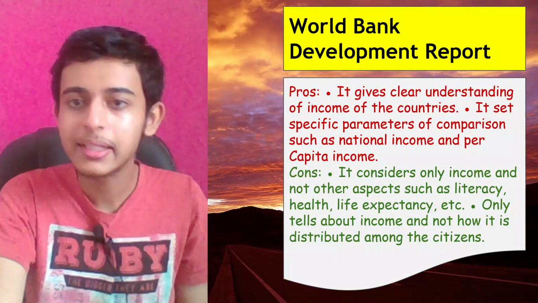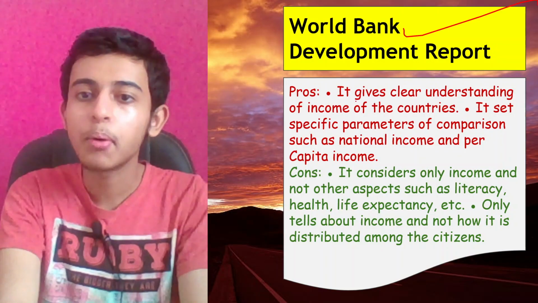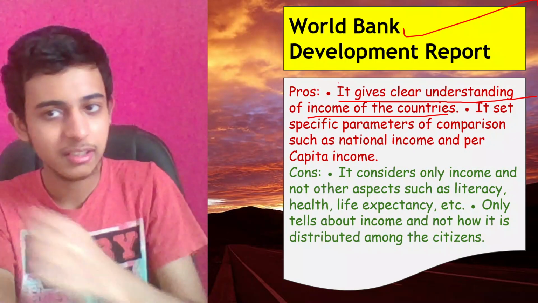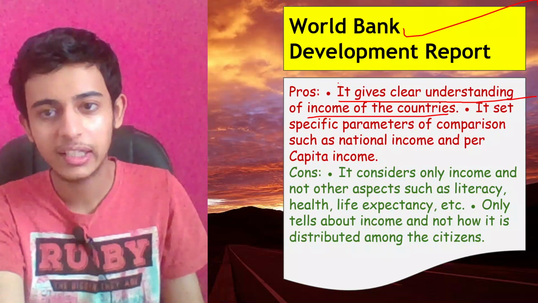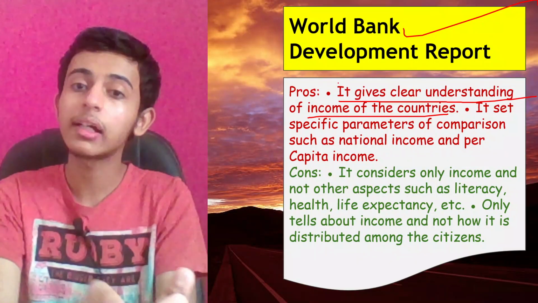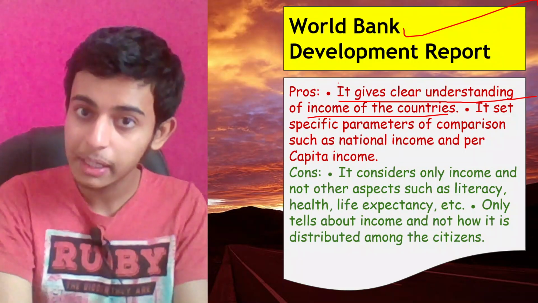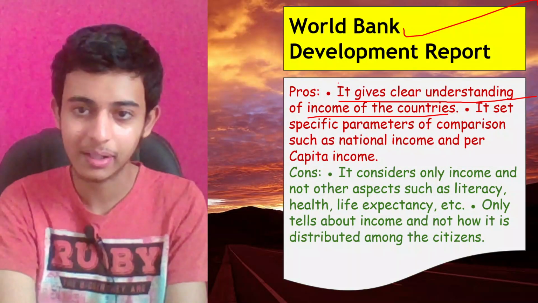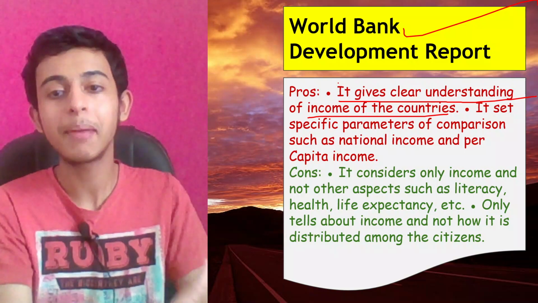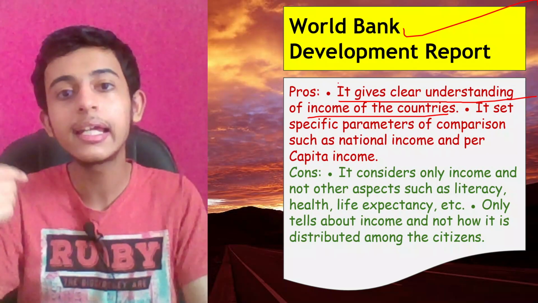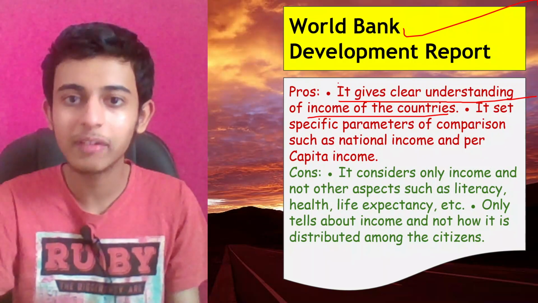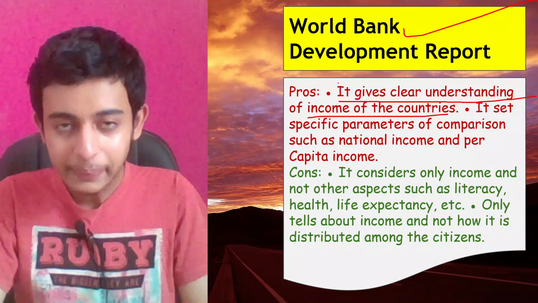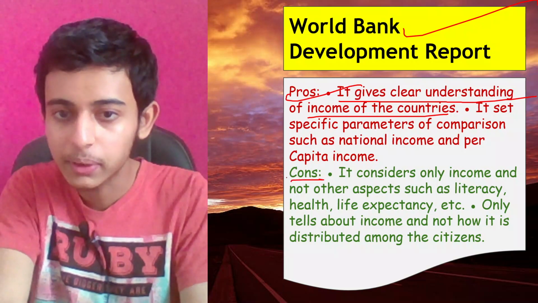Talking about the World Development Report, what does it exactly state? Pros are that it gives a clear understanding of income of the countries. The pros of the World Bank Development Report, that it gives us a clear understanding of the income: what is the income of this particular country, Sri Lanka, let's say, what about Bangladesh, what about India, what about China. Then it sets specific parameters of comparison such as national income and per capita income, that is, the criteria by which we are comparing different countries, कि मेरा India ज़्यादा developed है या Bangladesh, Nepal is more developed or Bhutan. How do we understand? Through these comparisons, right? And the parameters are national income or per capita income. Pros हो गए. So now talking about the cons, the disadvantages.